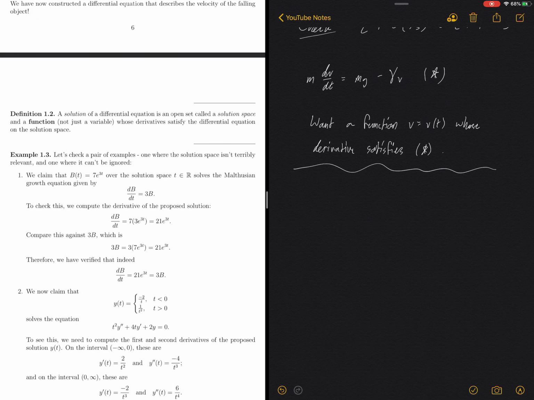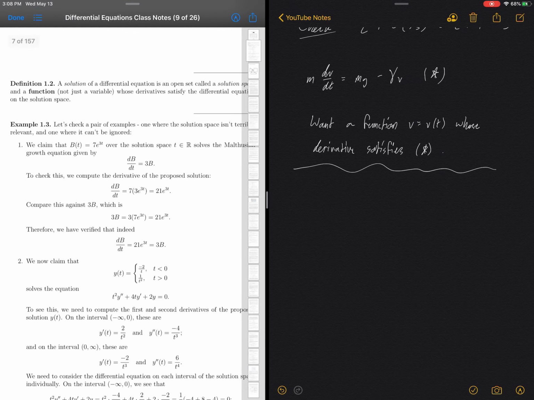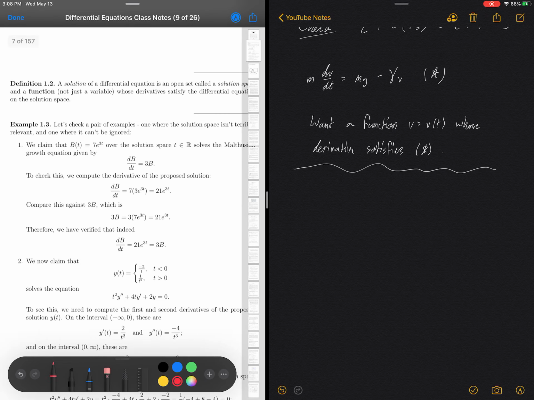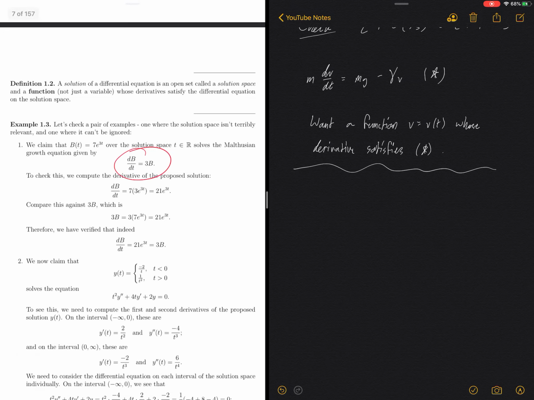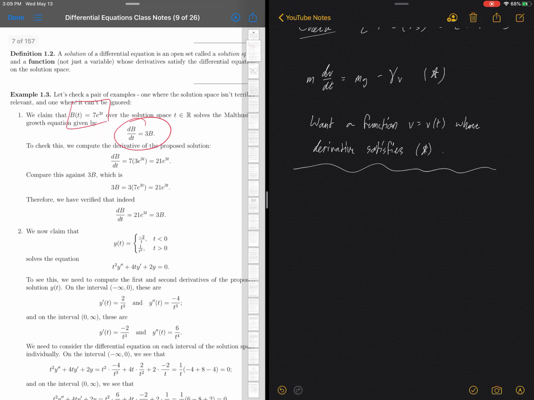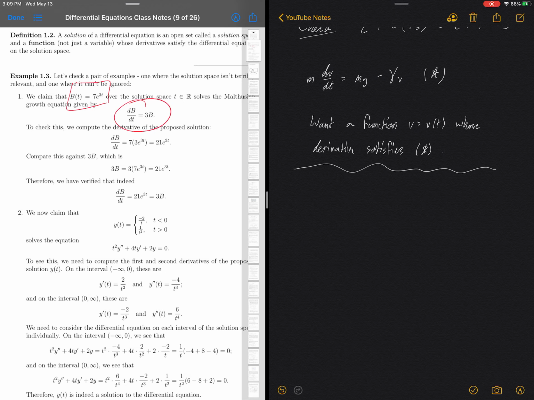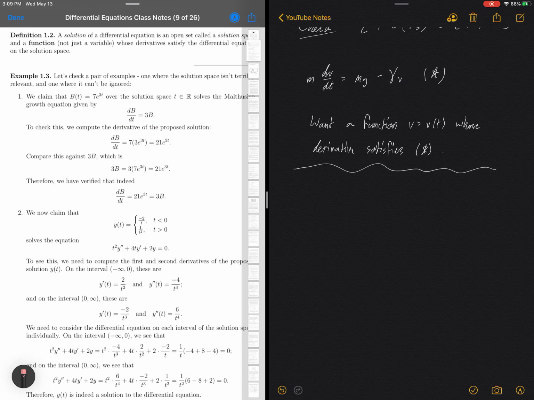So let's see. If I were to use this example on the notes, let me go ahead and start drawing on this page. There's this equation, right? And this equation is our Malthusian growth model that I explained in a couple videos ago. And what I'd like to do is show you that this b of t is actually a solution to this differential equation. And we can step through what has to happen here.